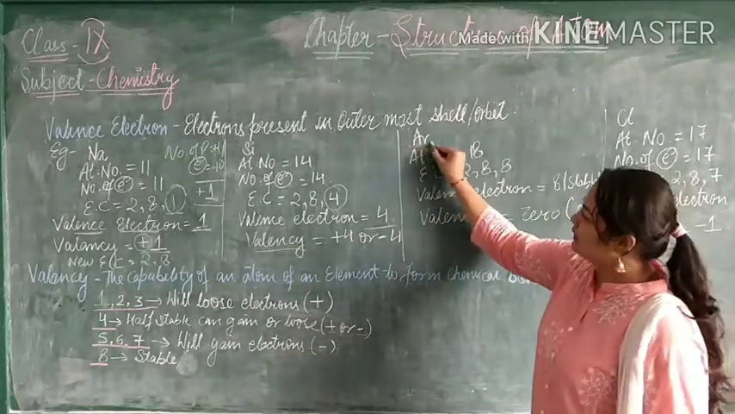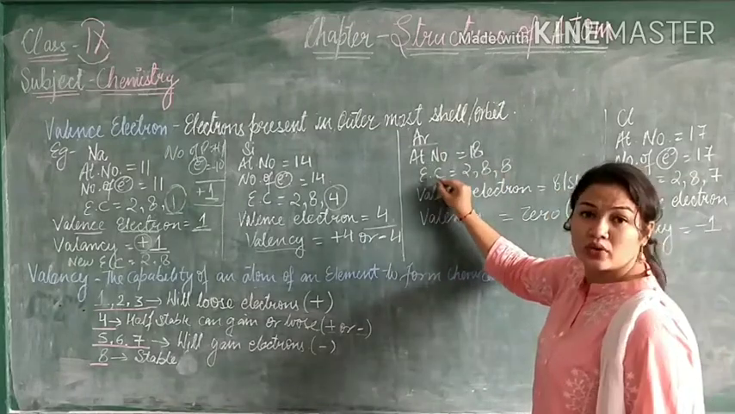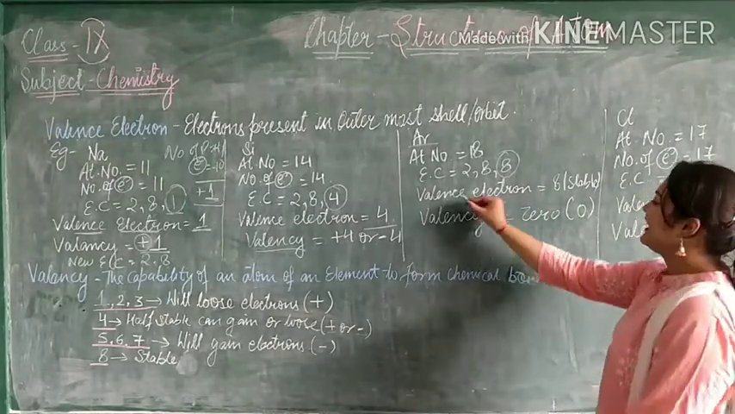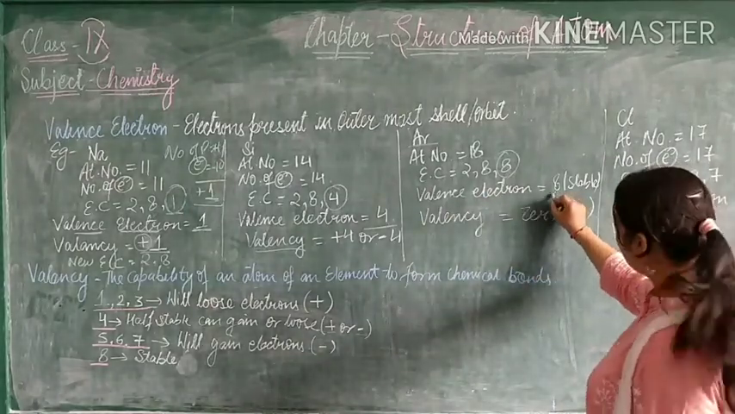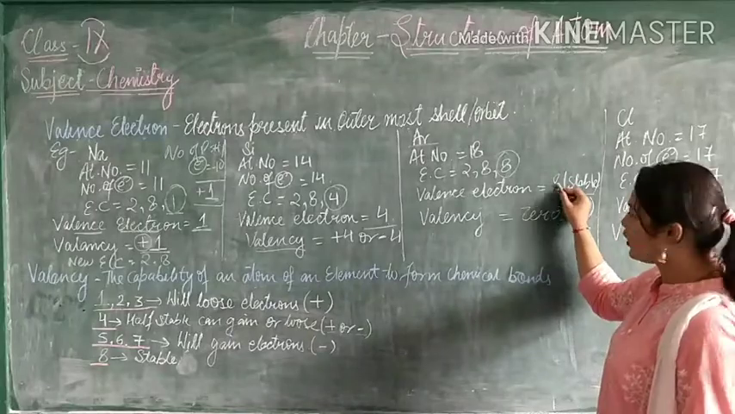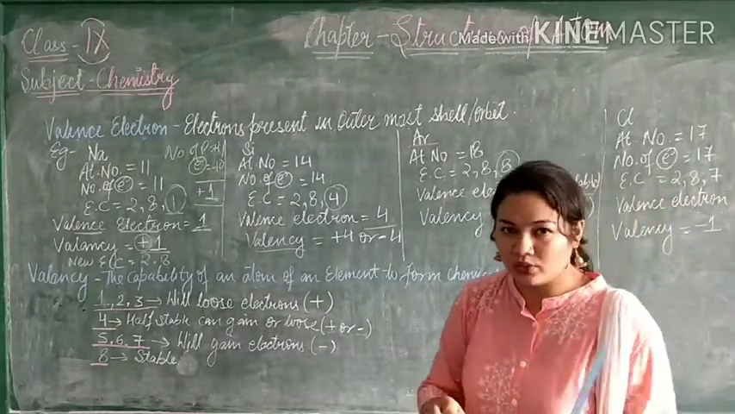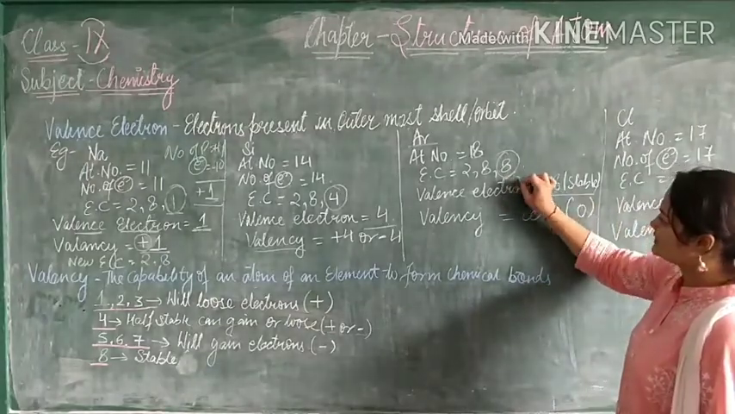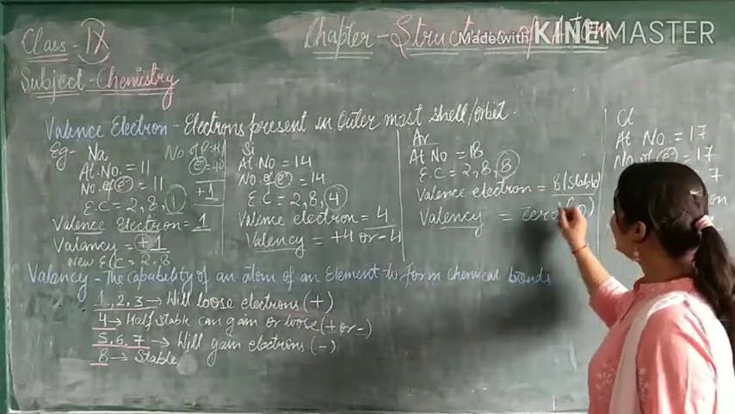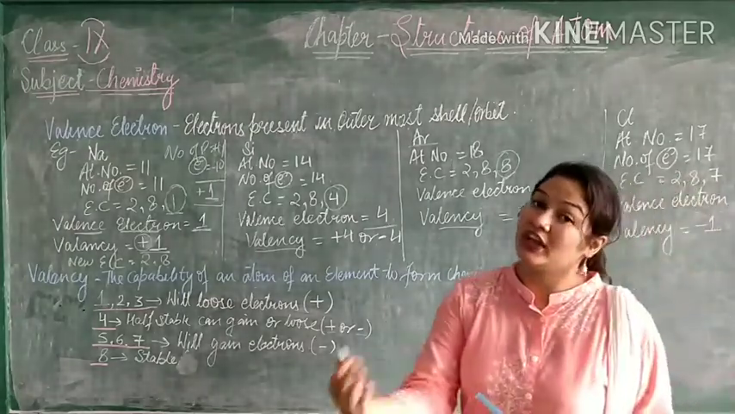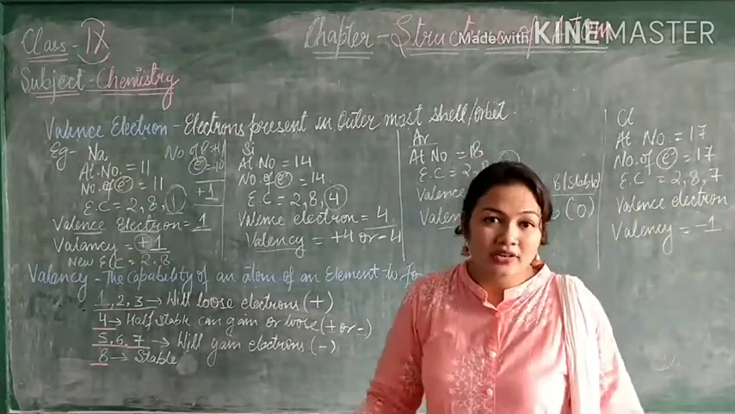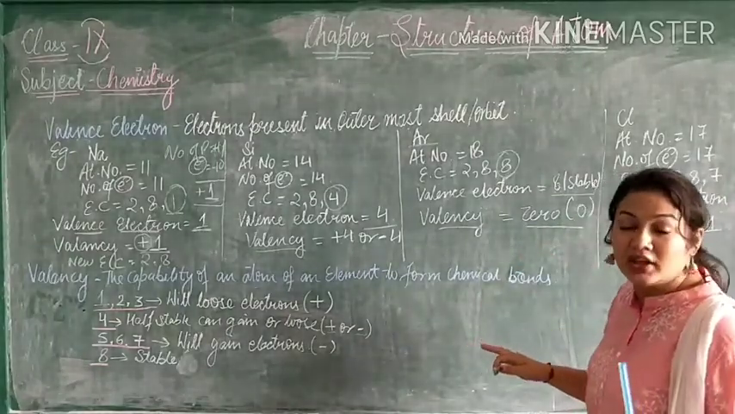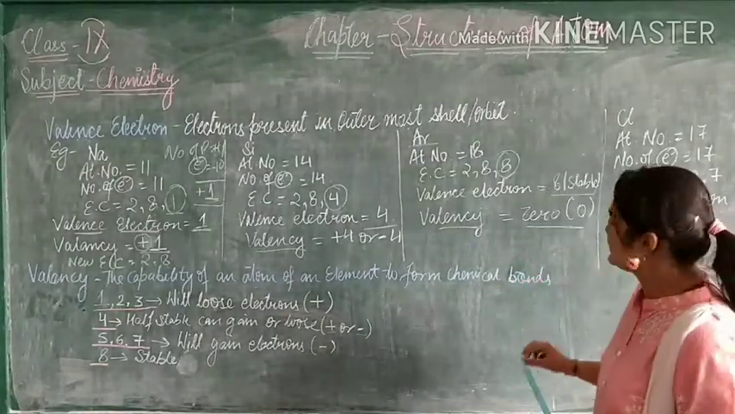Next case is of argon. The atomic number of argon is 18. So the electronic configuration will be 2, 8, 8. 8 is stable. Valence electron is 8. That means it is stable. Okay, valence electron is obviously 8, so we will not write 0. No, as many valence electrons as there are, we will write that. Valence electron means the outermost shell is having 8 electrons. And what is the valency? Because it is not going to gain, it is not going to lose, it is already stable, the valency will be 0. No gain, no loss, and no plus or minus sign.